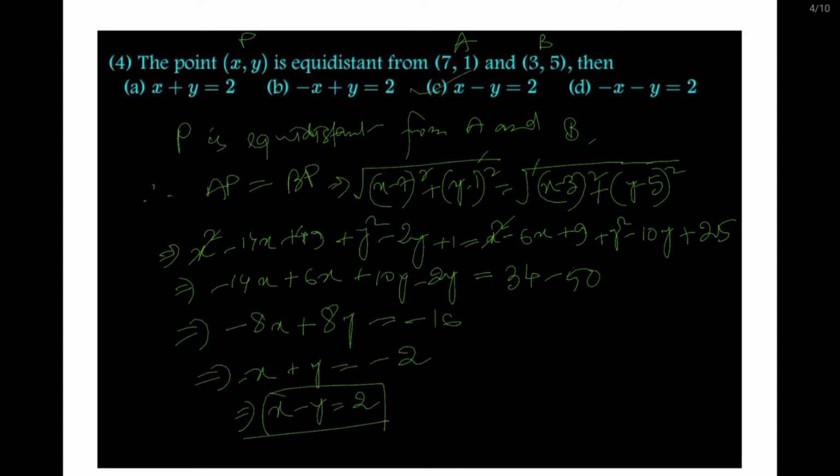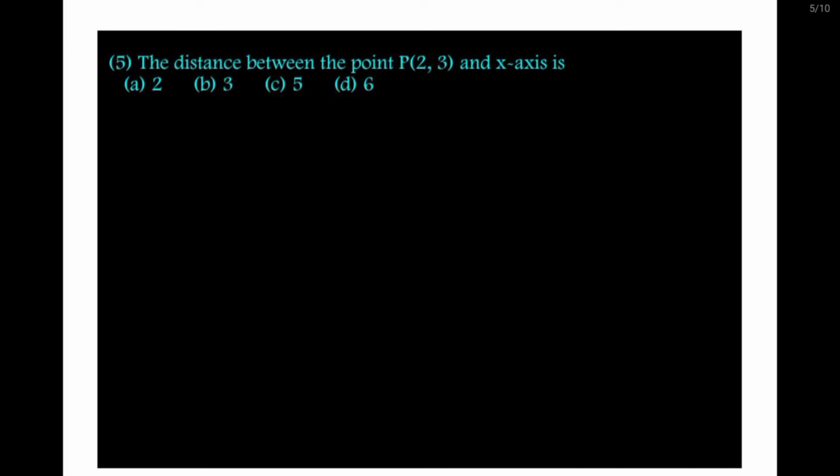Let's move forward. The distance between the point P and the x-axis, this is quite a critical question. For this type of question, what will be the coordinate on the x-axis? This is the actual funda. Suppose P is a point, let's plot it in the graph: 2, 3, 4. This will be the point P, at 2 and 3.